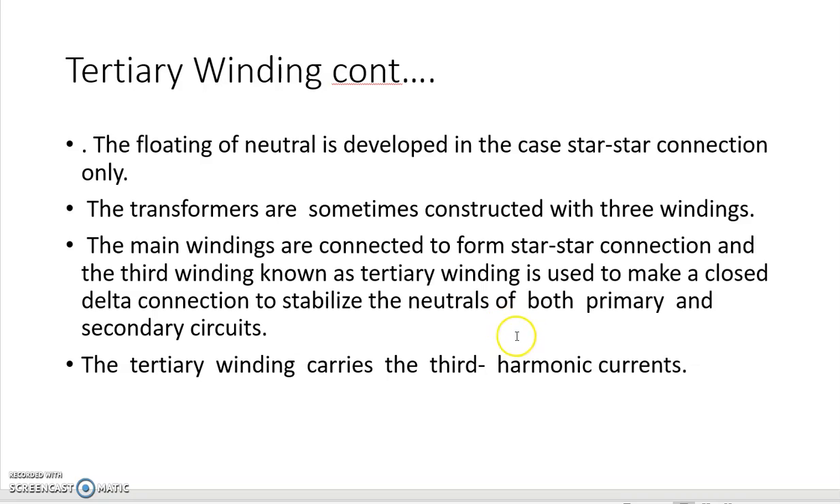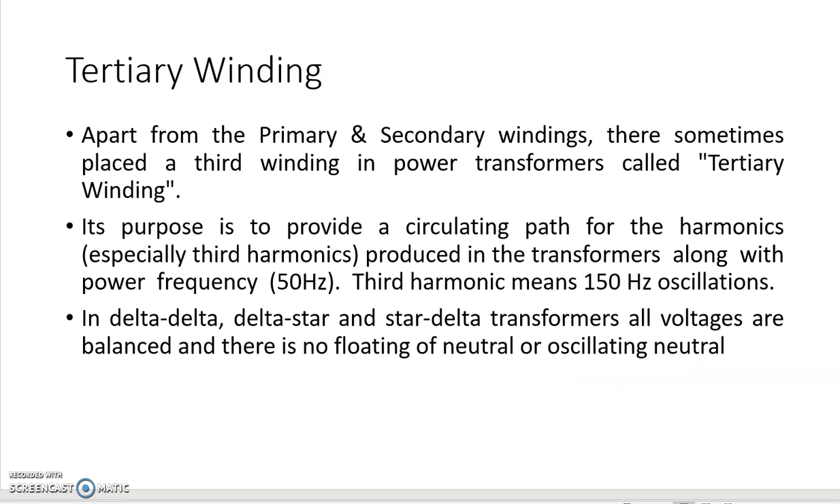So what does this tertiary winding do? This third winding, which is known as tertiary winding, is used to make a closed delta path to stabilize the neutrals of both primary and secondary circuits. And this tertiary winding carries nothing but the third order harmonics. So I hope you're clear with the picture of the tertiary winding as of now. Now coming to the important topic which we have left over here, that is the oscillating neutral.